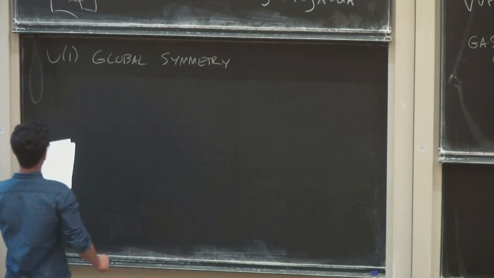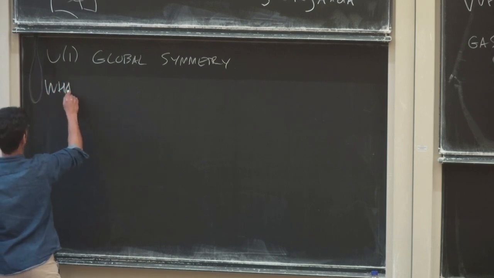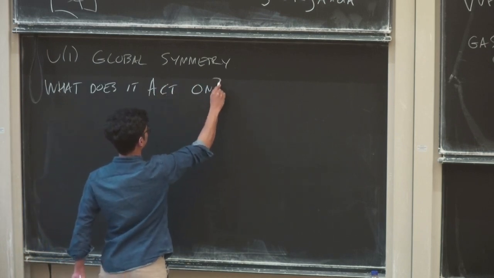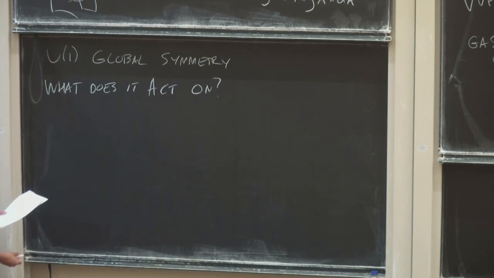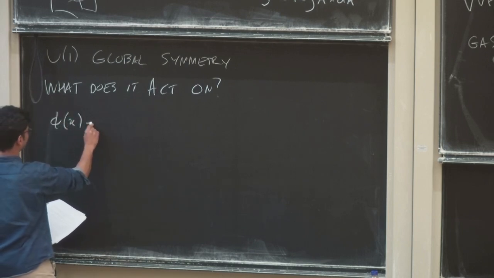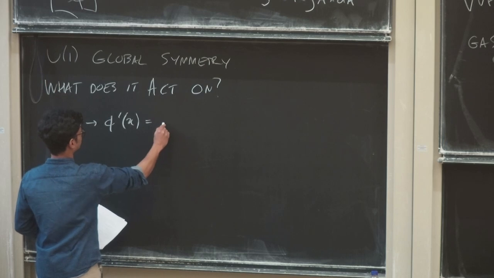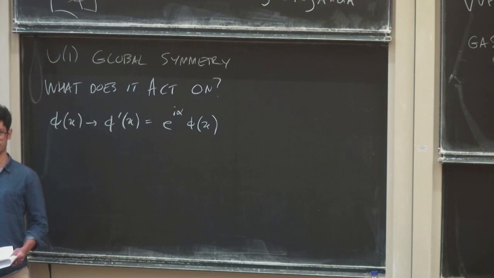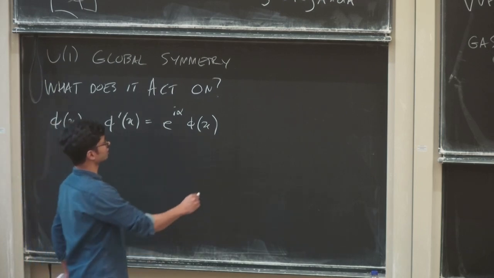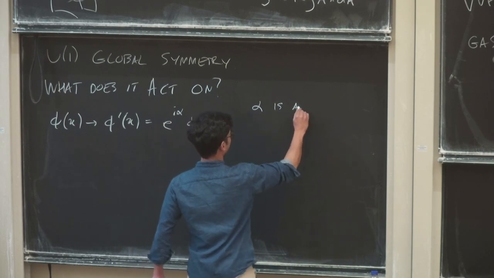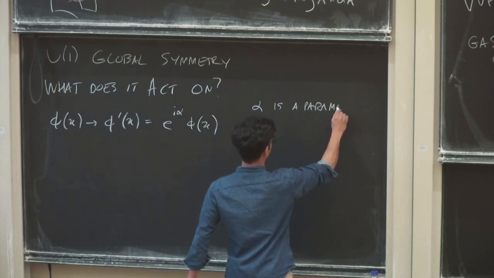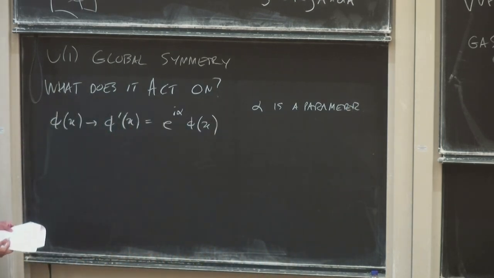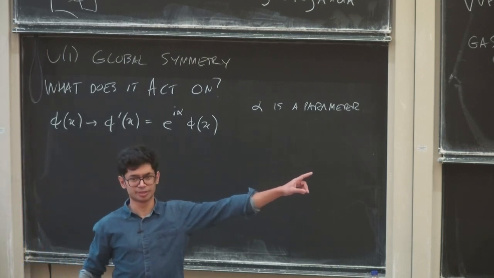What does the symmetry act on? In fact, I'll write that down, even though it has an obvious answer. It acts on the scalar field, right? So we have phi of x go to phi prime of x, which is e to the i alpha times phi of x. This is the U(1) global symmetry. It's global because alpha is just a parameter which does not depend on space-time. That's why it's called a global symmetry. Now, the action obviously is invariant under that global symmetry. That's the whole point.